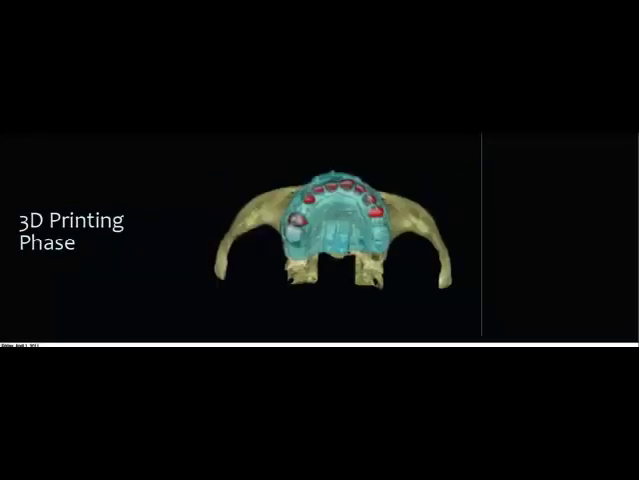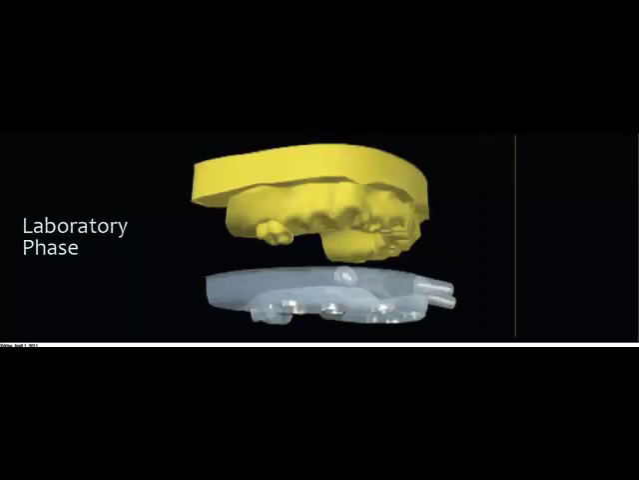Now we're at the 3D printing phase. Now we have to fabricate our stereolithic guide. So we take our plan, and that plan gets converted into a CAD file. That CAD file, which you see right now, using stereolithography, is sent to the manufacturer, and using a vat of acrylic, they cure that 3D object into one. And then the titanium sleeves are fit into it and glued inside, and they're sent to us to now go to the laboratory phase.